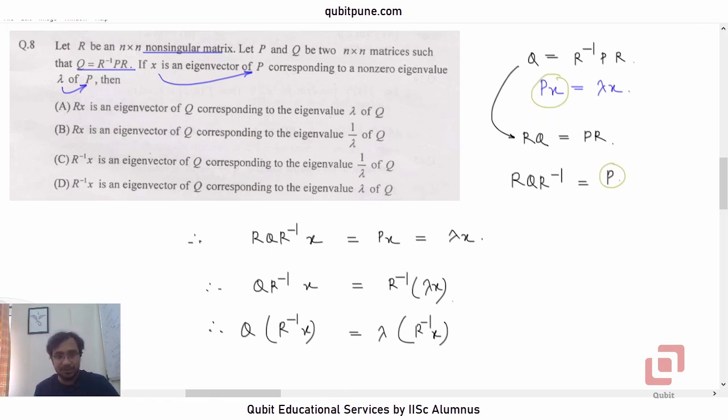Now this equation is important. This equation is directly going to tell us the answer. If you compare this with Px equal to lambda x, we are post multiplying Q by R inverse of X, and we are getting the same result if we multiply R inverse of X by a scalar lambda. What does that mean? That means lambda must be the eigenvalue of Q corresponding to the eigenvector R inverse into X. So it is option D. Lambda is the eigenvalue, and an eigenvector corresponding to that is R inverse of X. Simple problem, question 8, option D.